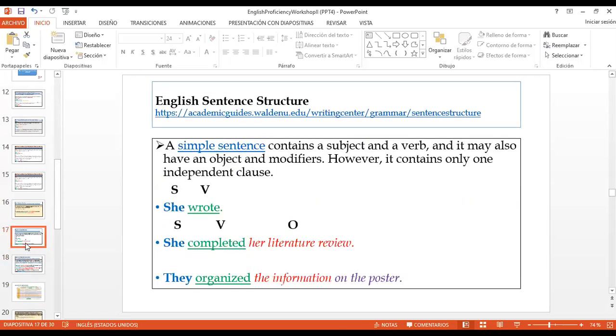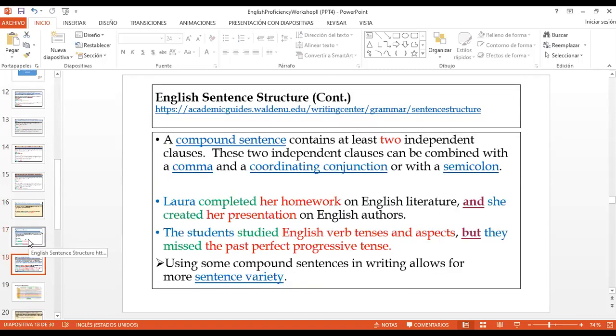And we have compound sentences, mostly. We can have also complex sentences, but beginning with these two is okay. A compound sentence contains at least two independent clauses. So instead of one independent clause, two independent clauses, and they are joined by a coordinating conjunction like and, but, or. Yes, and we join ideas in this way. Laura completed her homework on English literature, and she created her presentation on English authors. So we use a comma before the coordinating conjunction. Comma, and. Yes.